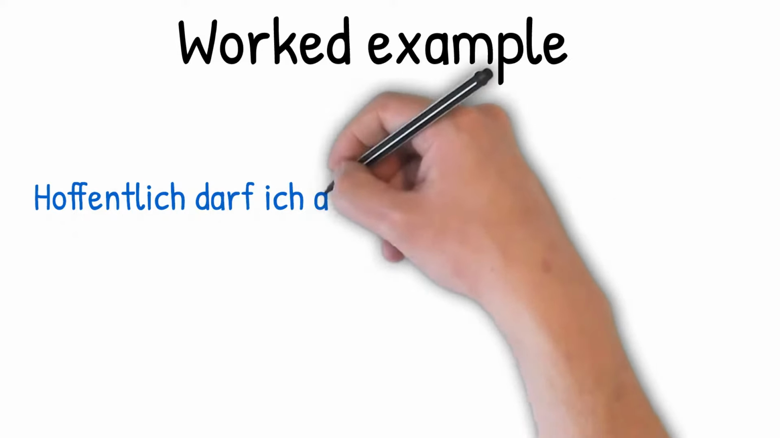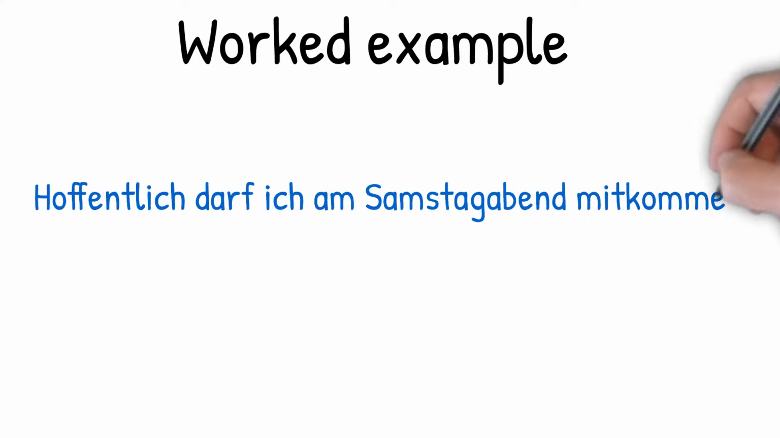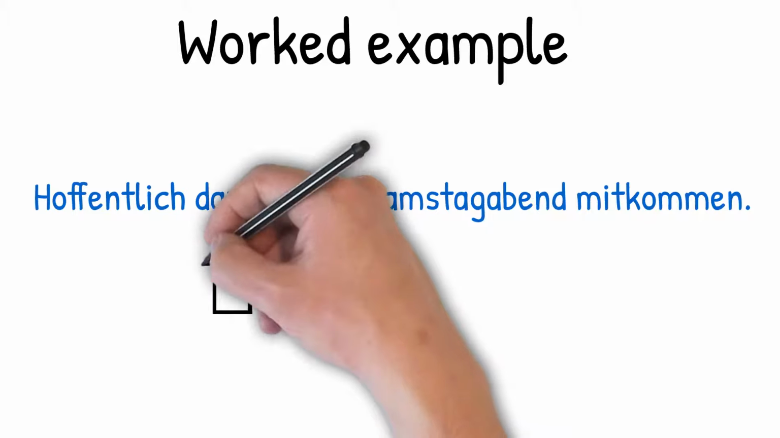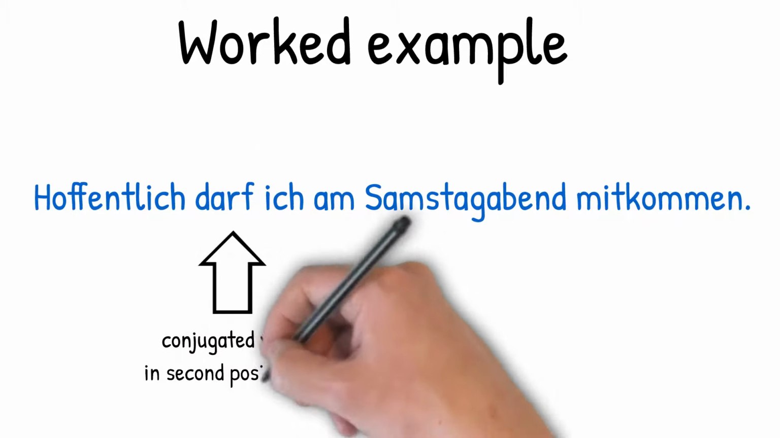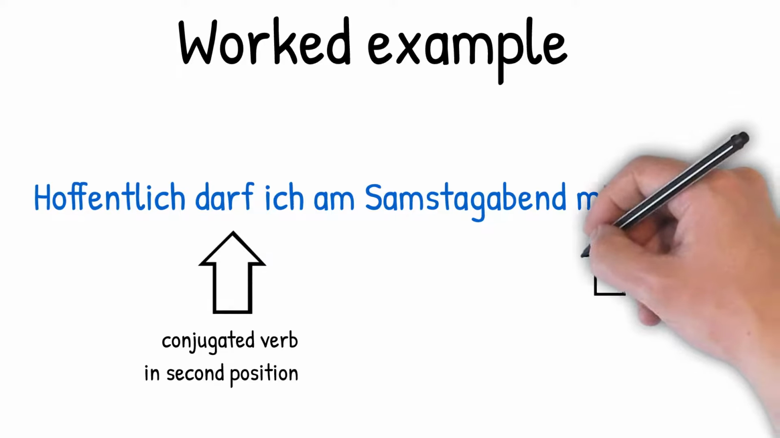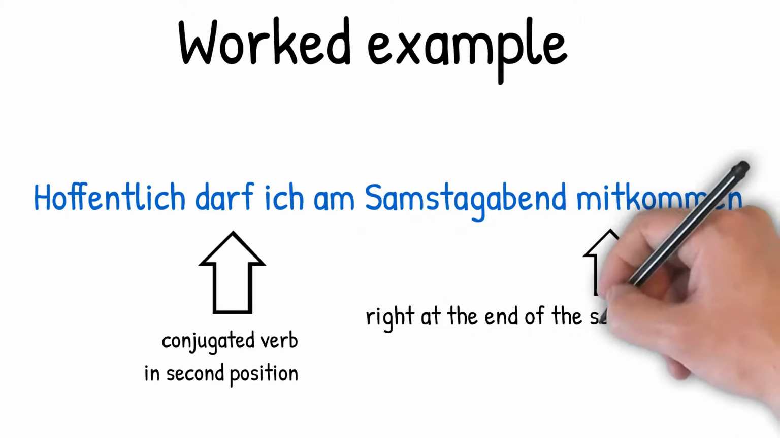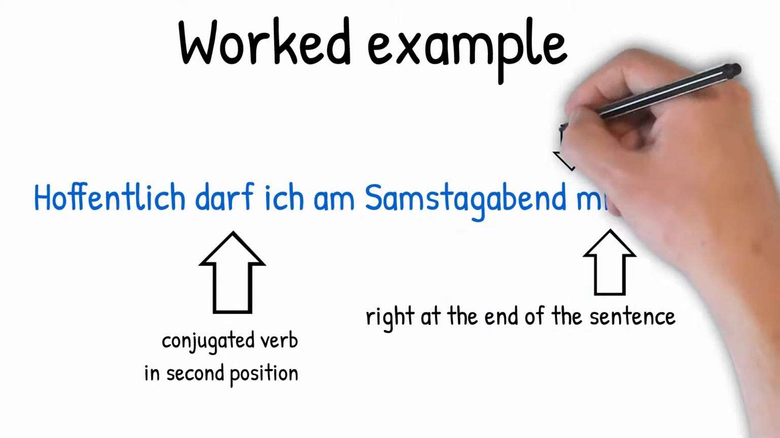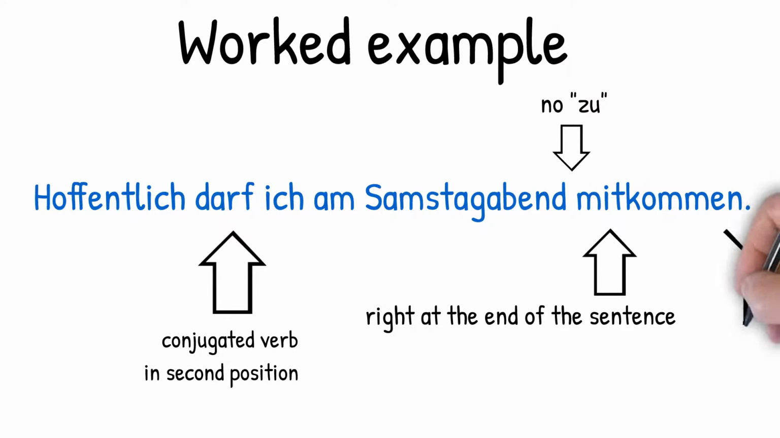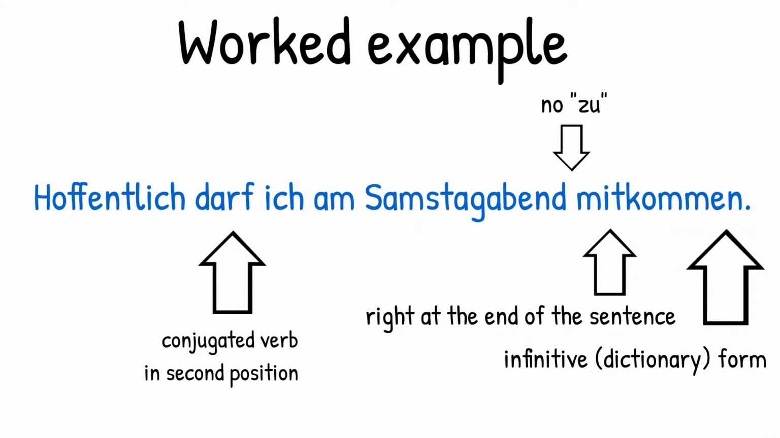Here's a worked example. Hoffentlich darf ich am Samstagabend mitkommen. Hopefully, I'm allowed to come along on Saturday evening. Notice firstly our familiar rule, the conjugated verb is in second position, darf. Secondly, notice that the verb mitkommen, the second verb, goes right to the end of the sentence. Thirdly, notice that there is no zu before mitkommen. And finally, notice that mitkommen ends with en. That's the infinitive or dictionary form of the verb, which you'll find when you look up a dictionary.